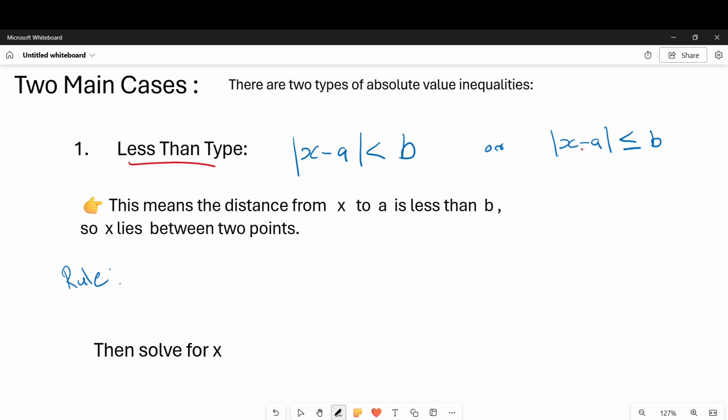Or the absolute value of x minus a less than or equal to b. In this type, we consider the less than or equal to sign. In this case, we need to apply a special rule. So we'll discuss this rule.